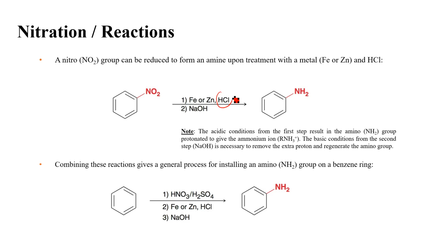If you form this product and you have HCl hanging around, you guys know nitrogen's basic enough to take the H from HCl. So what's going to happen is you're going to have NH3 plus hanging around. But we don't want NH3 plus as a product. We want NH2. So that's why we need this base. That base, NaOH, can take that proton back and make the NH2 again. All I'm really saying here is that you need sodium hydroxide to remove the extra proton and regenerate this amino group. This is an amine. So you went from a nitro to an amine.